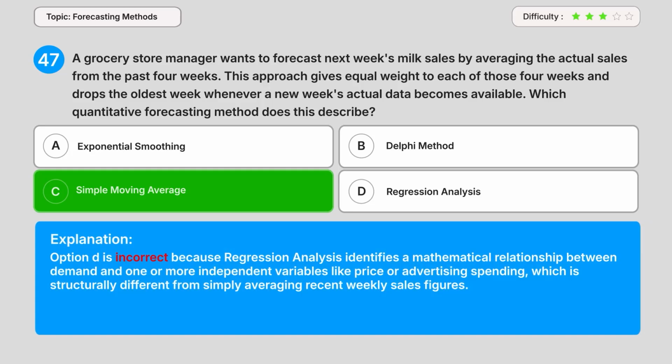Option D is incorrect because regression analysis identifies a mathematical relationship between demand and one or more independent variables like price or advertising spending, which is structurally different from simply averaging recent weekly sales figures.